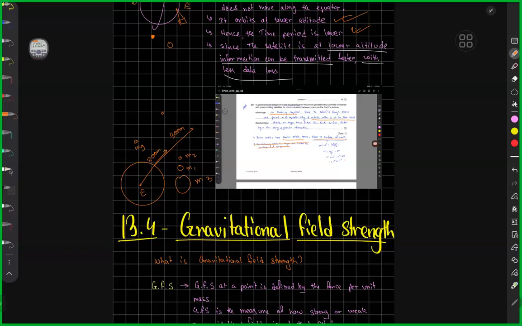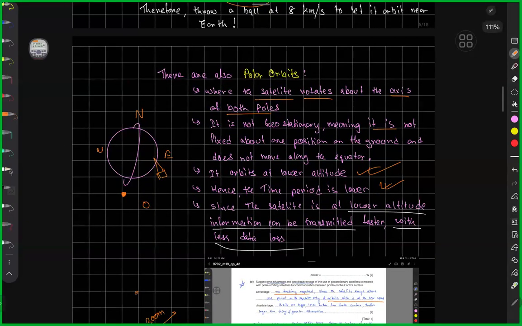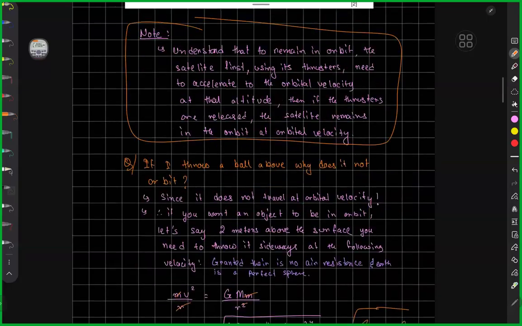I had a question on the polar orbits. Yeah, go ahead. Why is the altitude lower for polar orbits? Can't we adjust geostationary orbits a bit lower also? No, then you're not going to get 24 hours for a geostationary orbit. It has to be at a certain altitude for it to be geostationary. That's what we find out.